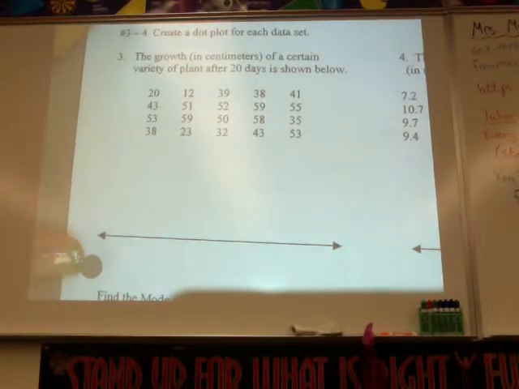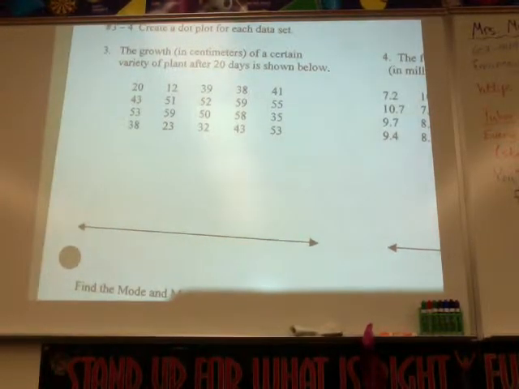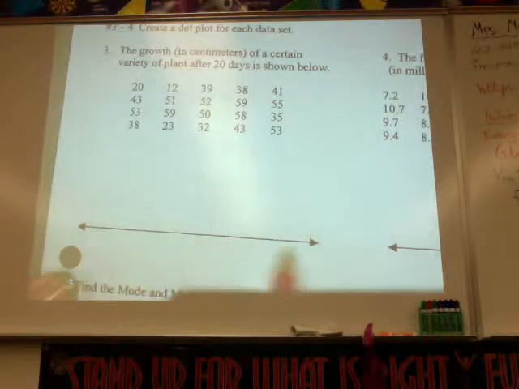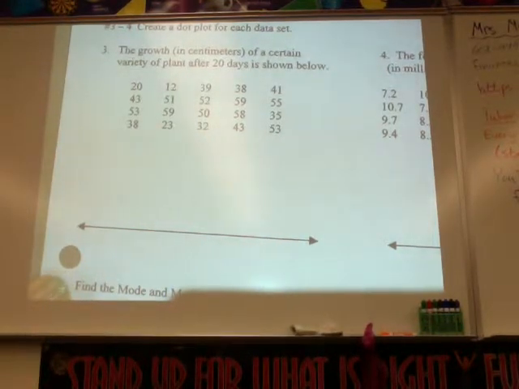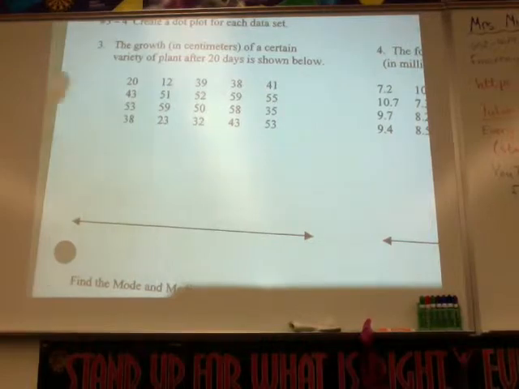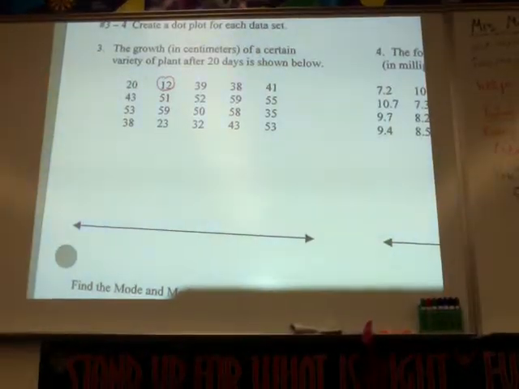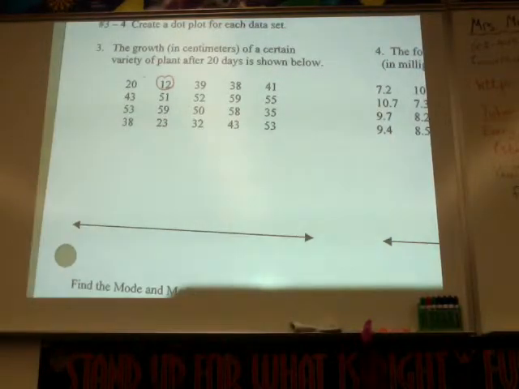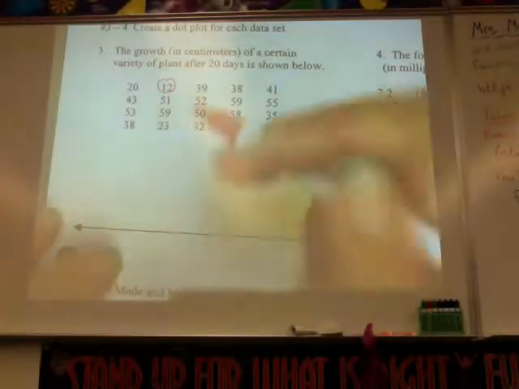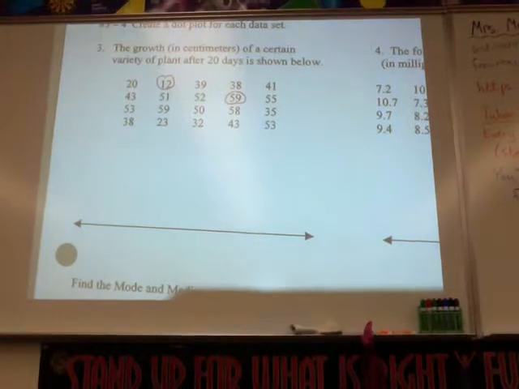So we have another situation here. We got the growth in centimeters of a certain variety of plant after 20 days, shown below. The difference between a stem and leaf and a dot plot is we have to have every number included in the range on your dot plot here. So what's our lowest growth in centimeters? Appears to be 12, right? What's our highest? 59. There's nothing in the 60s, right?